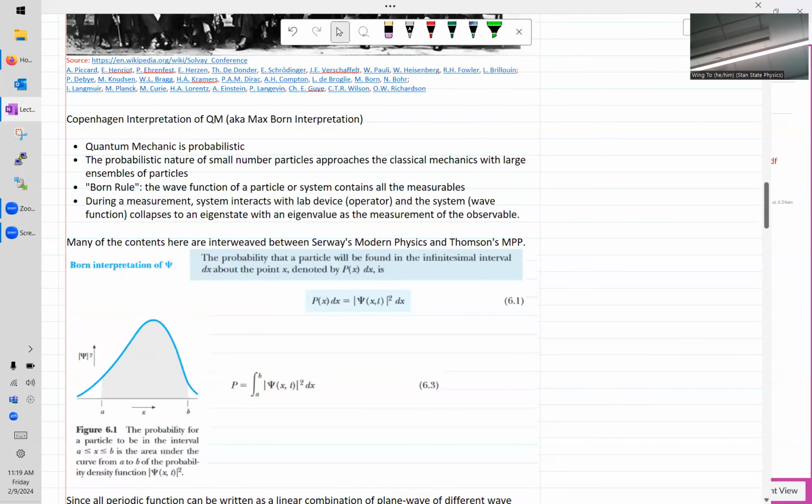Well, quantum mechanics is probabilistic. It makes probabilistic predictions no matter what you do. It's always going to be probabilistic at the fundamental level. And this probabilistic nature is going to occur at a small number of particles, meaning 1, 2, maybe 100, right? But as you get more and more of an ensemble, meaning thousands, maybe millions, or 10 to the 23 particles, they approach what's known as the classical mechanics limit.